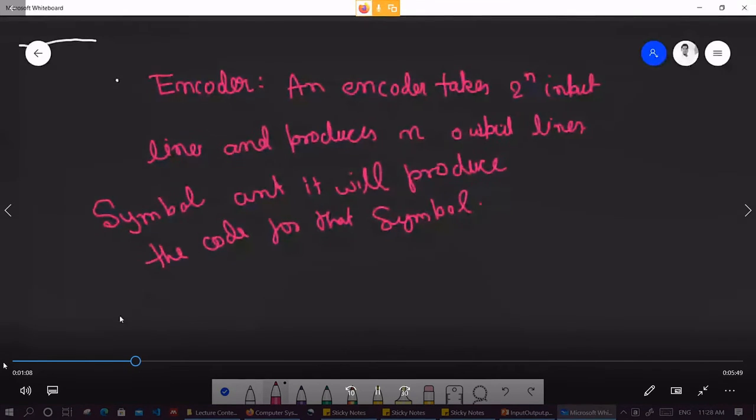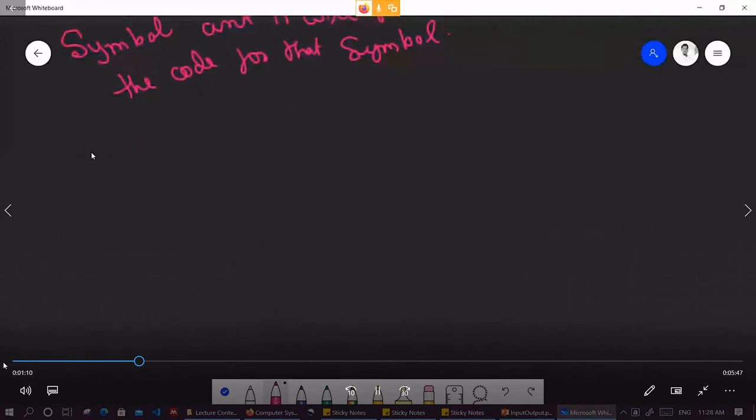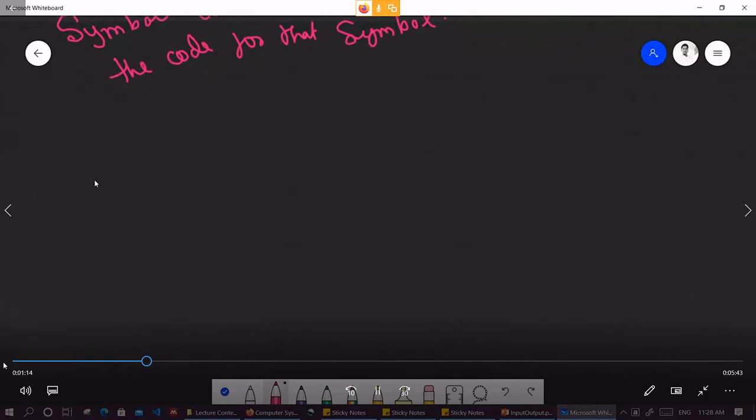Fine. So let's take the same example, because decoding is the reverse process of encoding and vice versa. So we take again the same, but now a 4 to 2 encoder. So the truth table will be something like this.